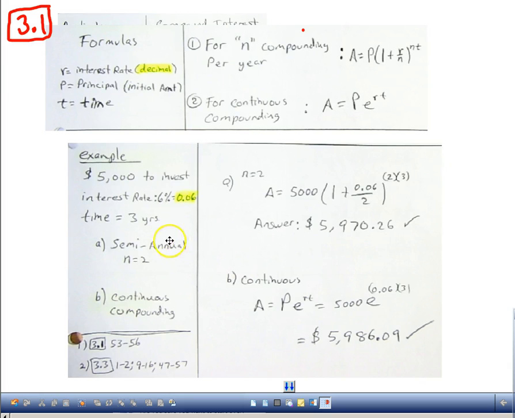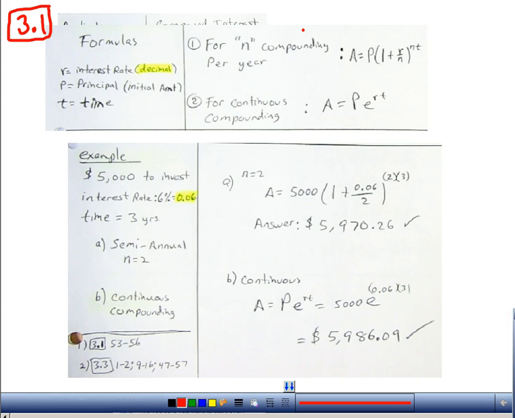All right, let's take a look at the second account. This is when the bank once again gives you money on top of money throughout, continuously. All right, so it's a different formula. A is equal to P e^(rt). Let's plug in the numbers. P is 5,000. The interest rate is 0.06 again, and then 3.